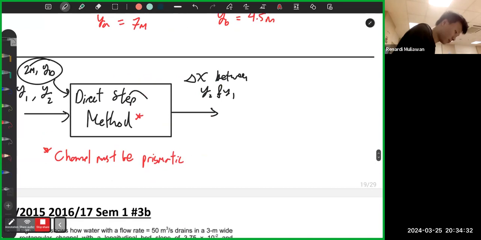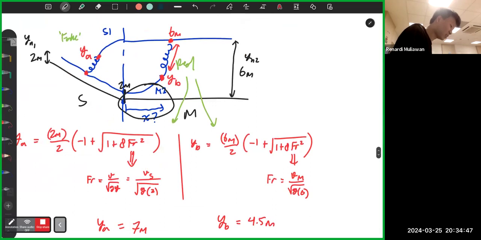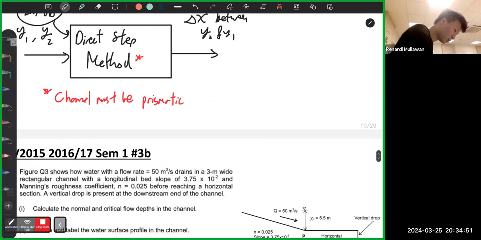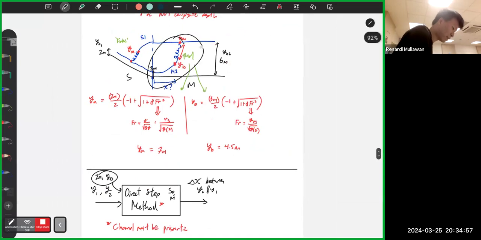And oh, one more thing. I think for the direct step method, you need y2 and y. The input is two y values, but you also need some parameters. I think you need the slope, S0. So which S0 do you use? Well, we're finding the distance at the mild slope, so we use the slope of the mild, not the steep, because the real case happens at the mild slope.